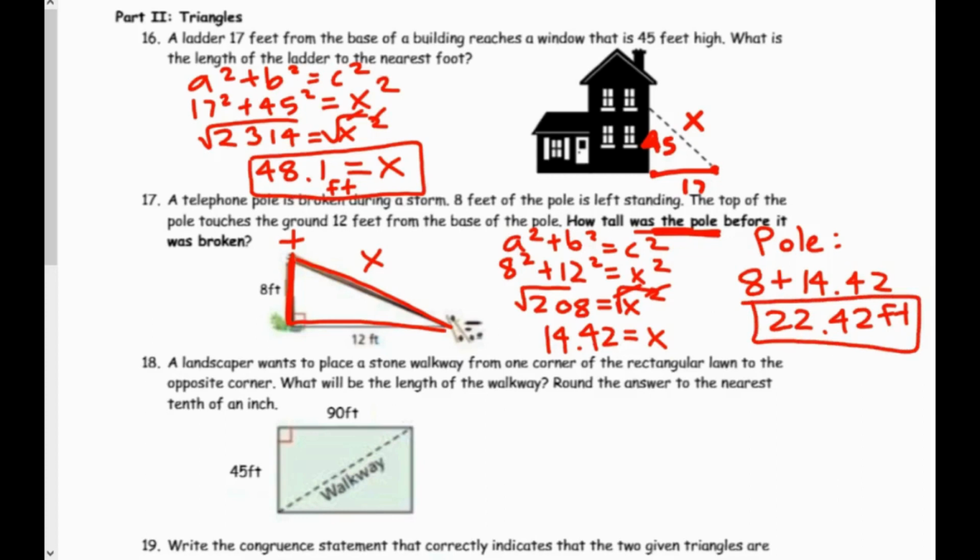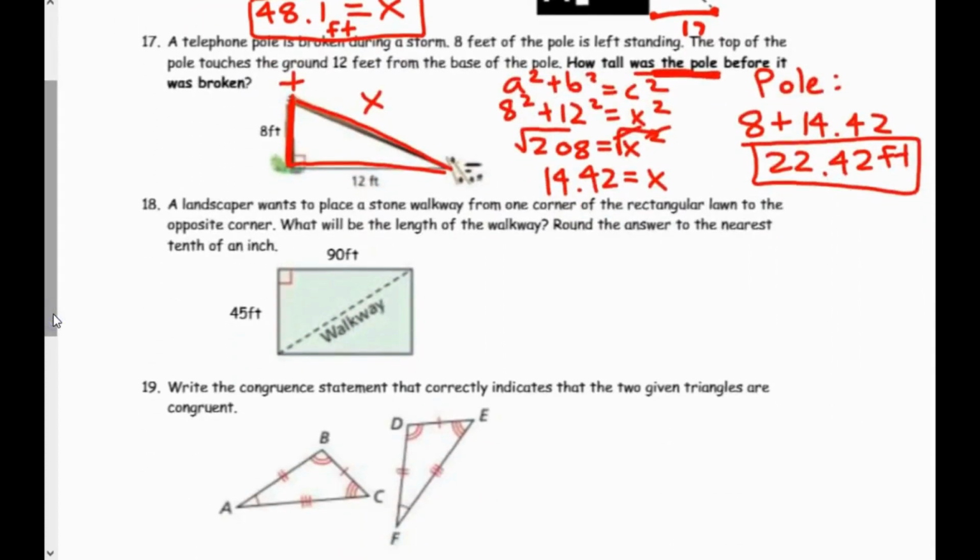Gotta add that little part. 18, a landscaper wants to place a stone walkway from one corner of the rectangular lawn to the opposite corner. What will be the length of the walkway? So again, we got a squared plus b squared equals c squared. Pythagorean theorem.